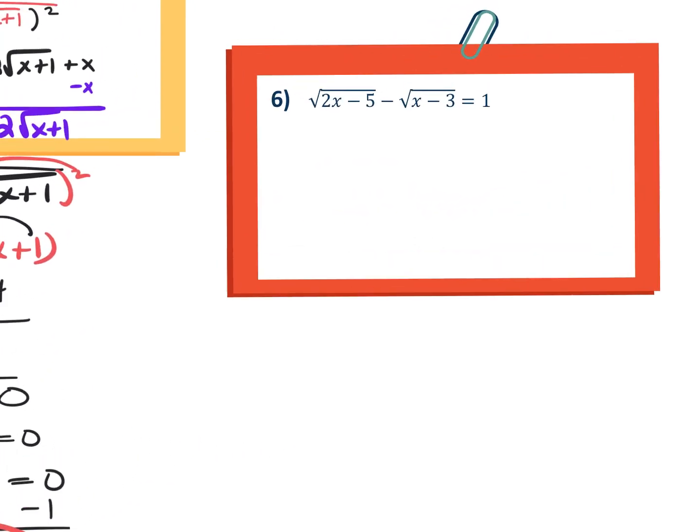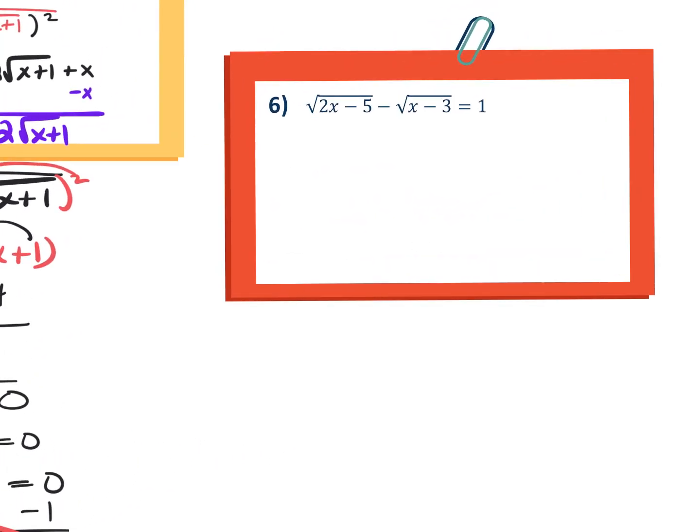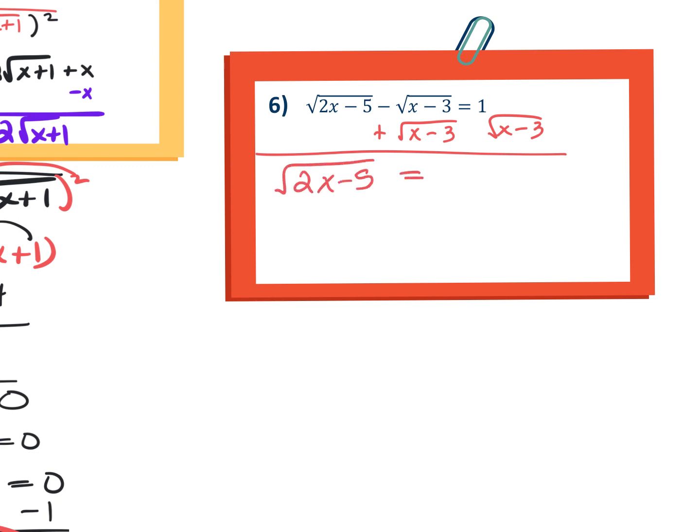So for number 6, again, we've got double radicals here, so we're going to have to do the elimination process twice of the squaring both sides. So again, move one of the radicals to the other side because we got to eliminate one radical at a time by isolating it. So now I'm left with 2x minus 5 all by itself, and then we have the 1 plus x minus 3. So again, I need to square both sides.